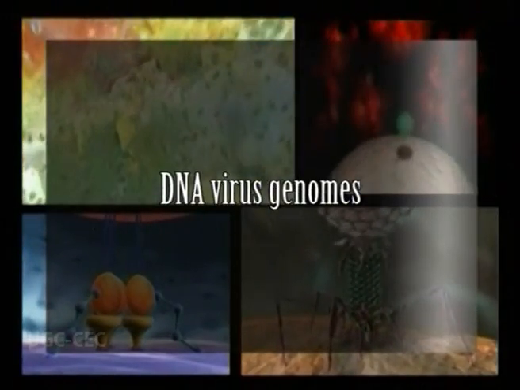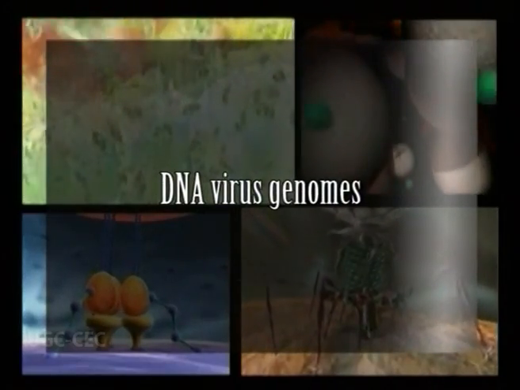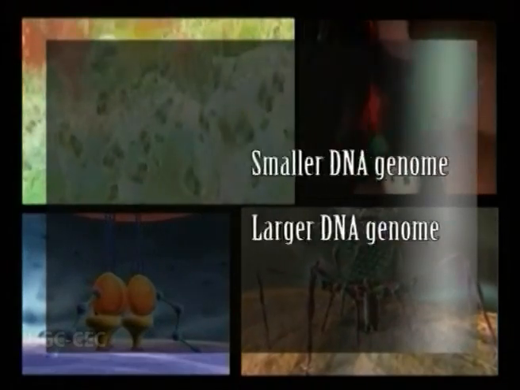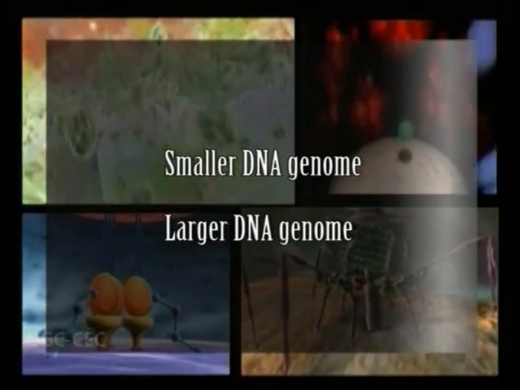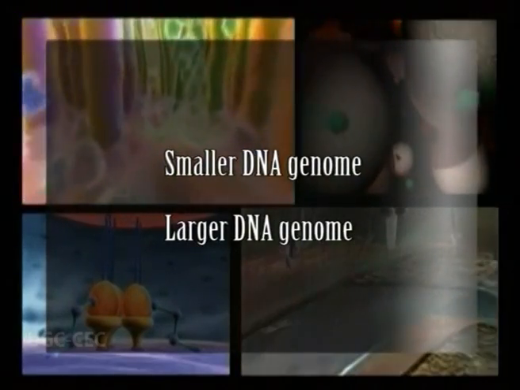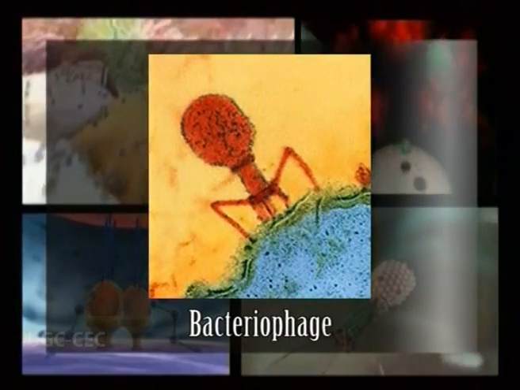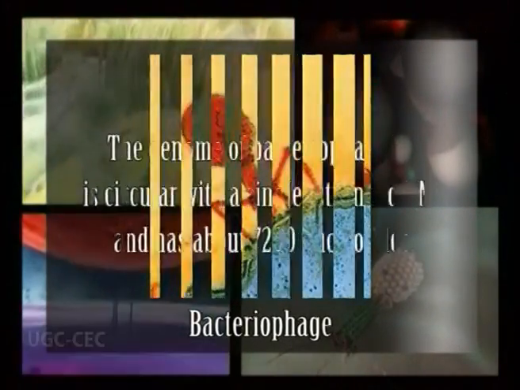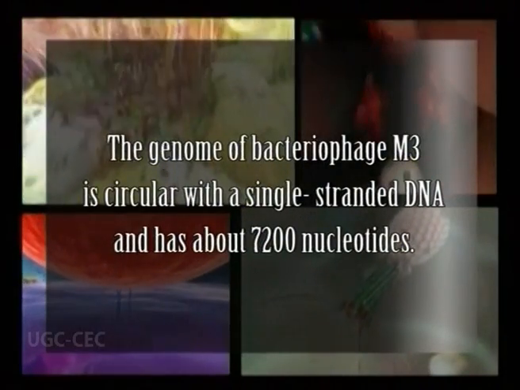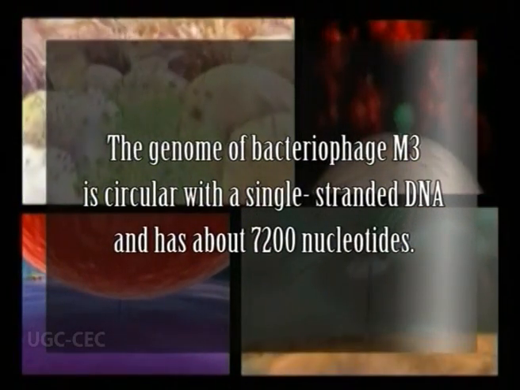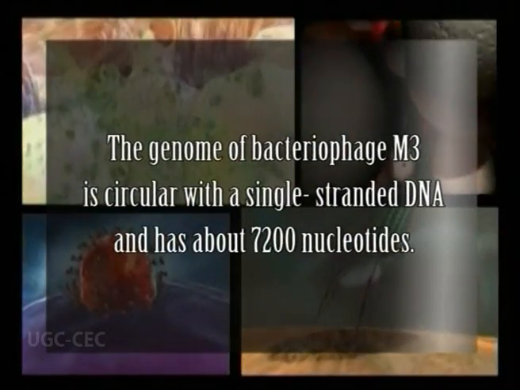DNA virus genome. On the basis of the genome size, the DNA genome of viruses can be divided into two groups: smaller DNA genome and larger DNA genome. Smaller DNA genome: the best studied example of the smaller DNA genome is that of bacteriophage M13. The genome of this virus is circular with a single-stranded DNA and has about 7,200 nucleotides.